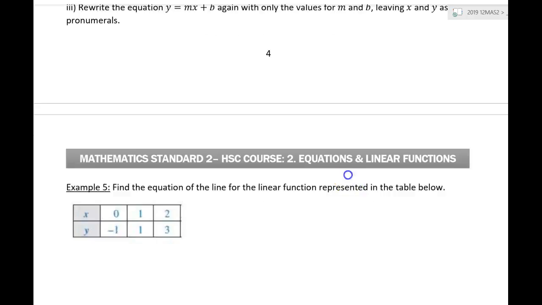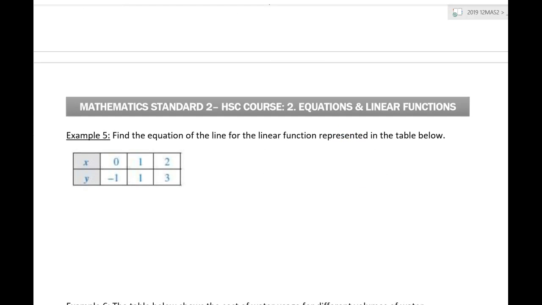Now, enough talking, let's have a look at an example. Here I have a table of values, and I need to find the equation of the line of that linear function that represents this relationship. So first of all, we need to find m, the gradient. So m equals, right, I'm going to use this pair and this pair.